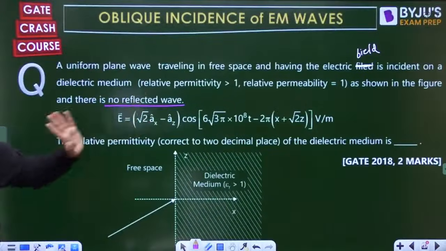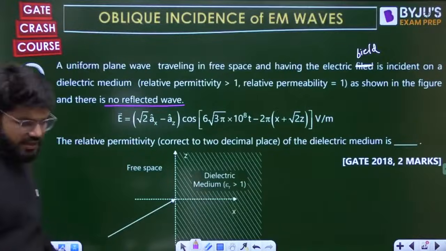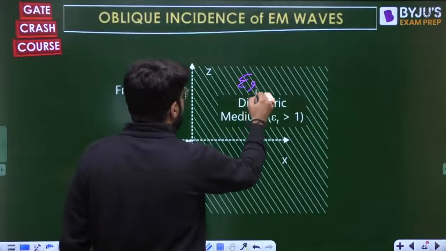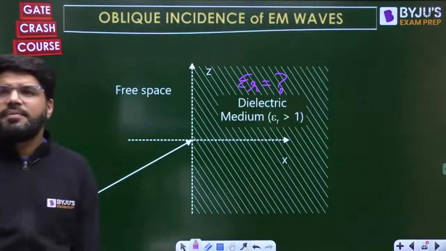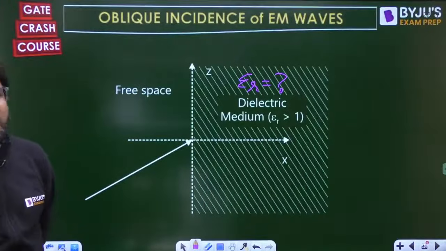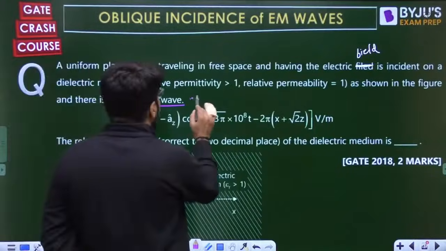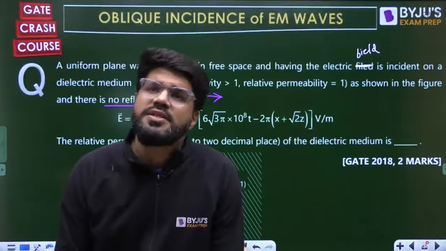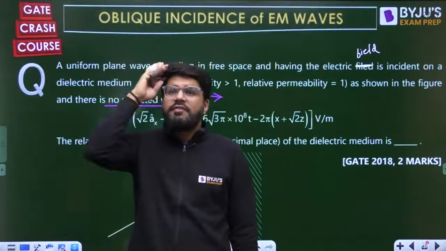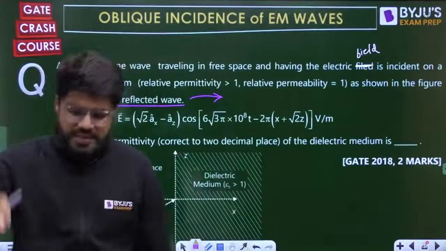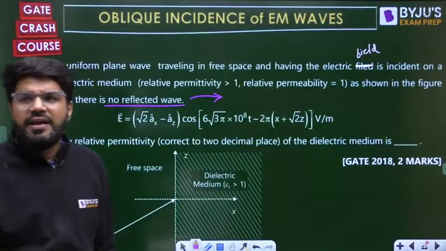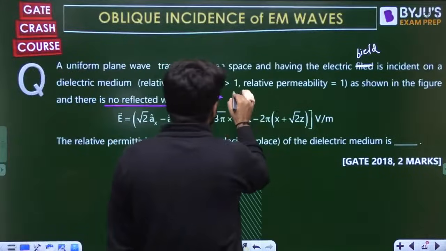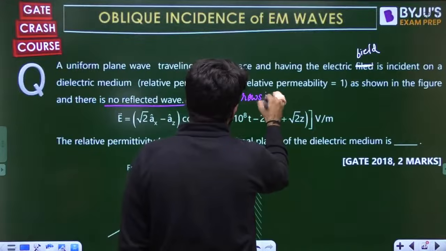The incident electric field expression is given to you. What is the relative permittivity of the dielectric medium? There is no reflected wave. In this picture, the question is, what is the epsilon r? Guys, what is the condition for no reflected wave? No reflected wave is the case for Brewster's angle. There is no reflected wave if the angle of incidence is equal to the Brewster's angle. I think again there's some voice issue, but it will get rectified in a few seconds, don't worry. So this is related to the Brewster's angle.